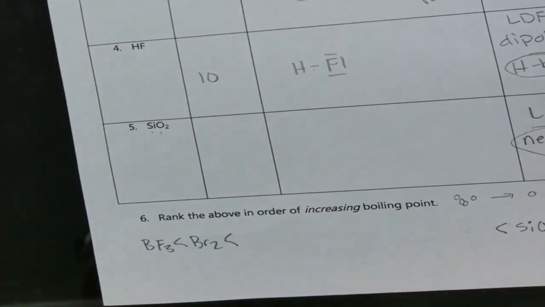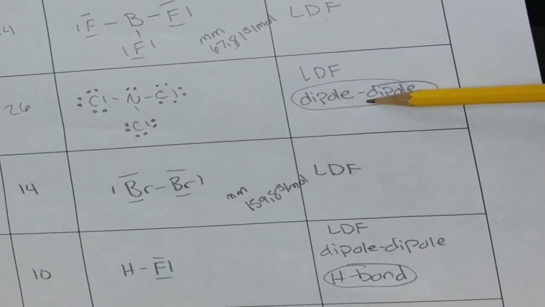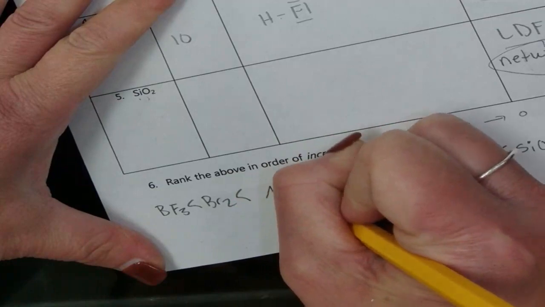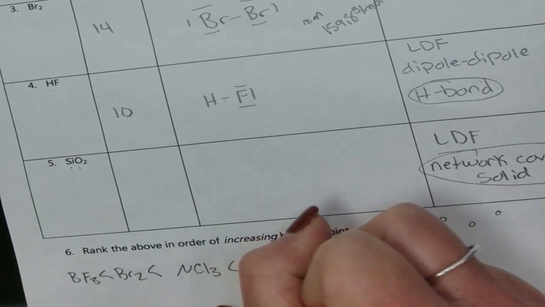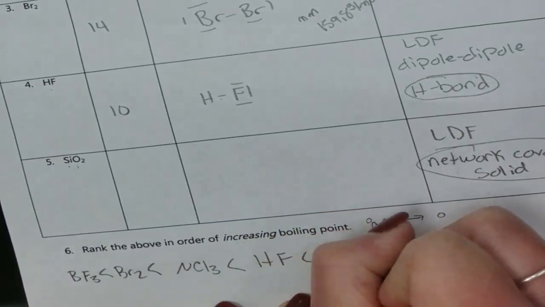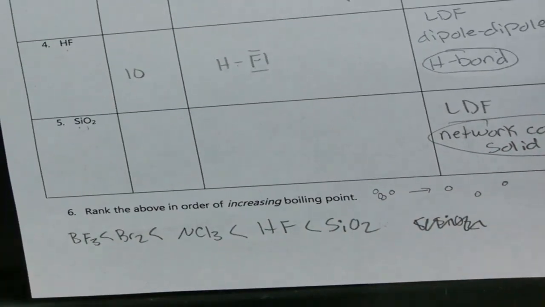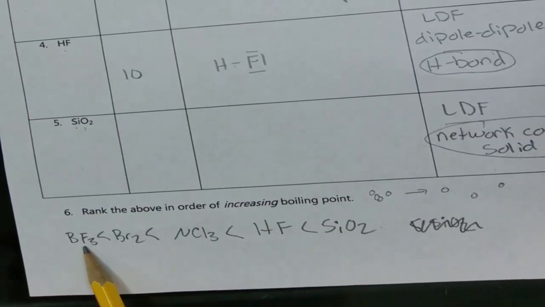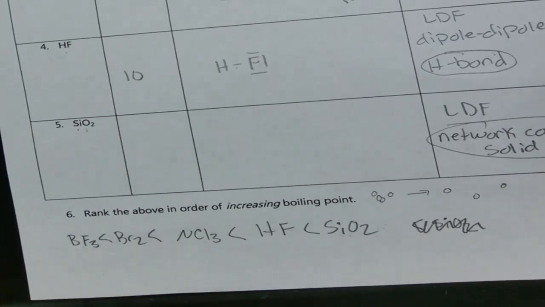All right, now we've got 3 of our 5. When we come in here and we look, dipole-dipole is a weaker intermolecular force than the hydrogen bonding. So NCl3 will go next. And then the final one will be my HF. Let's just go ahead and fill in my SiO2 here just to make it a little neater. So in order of increasing from smallest to largest, we start with our boron trifluoride and we end with our silicon dioxide.